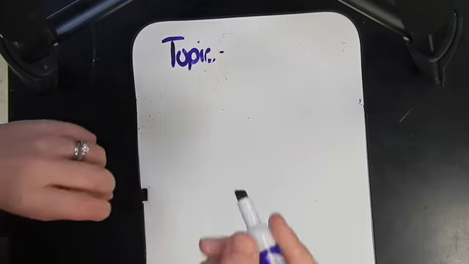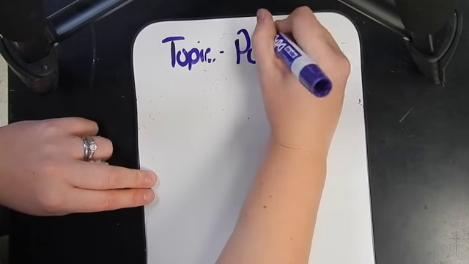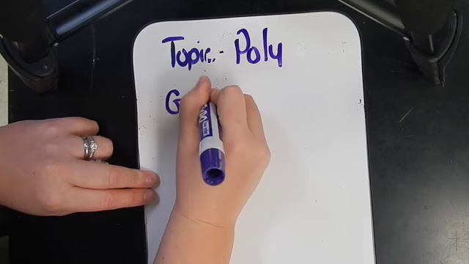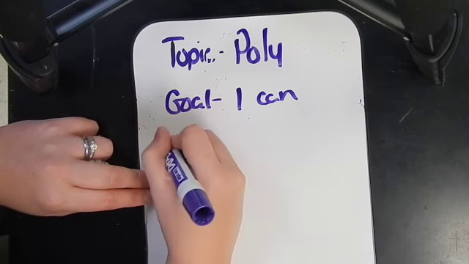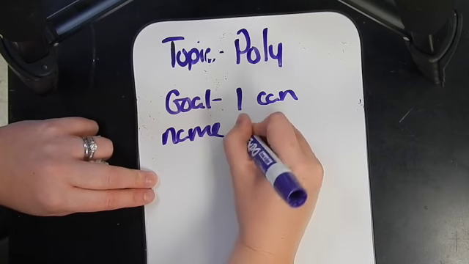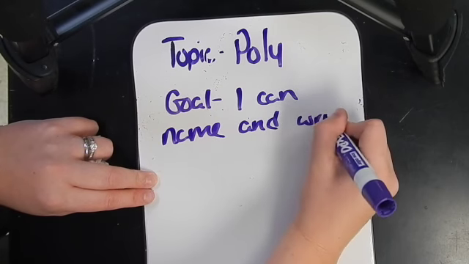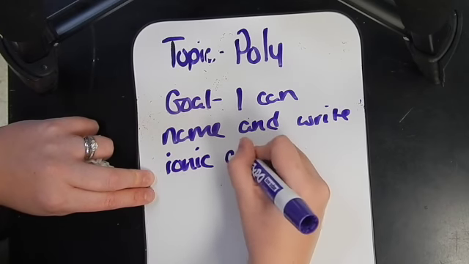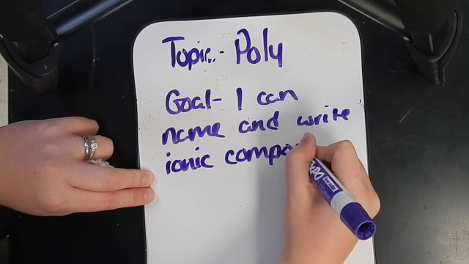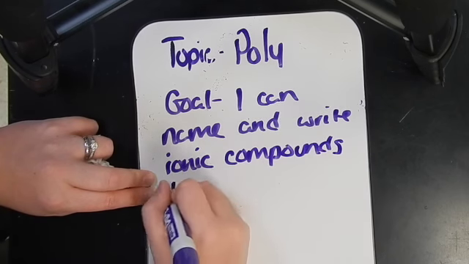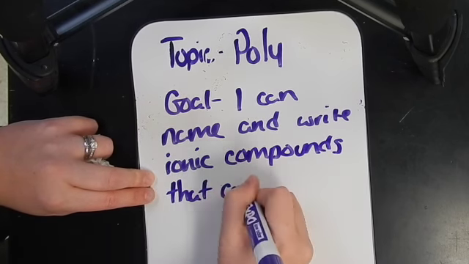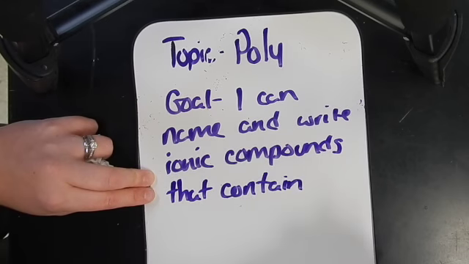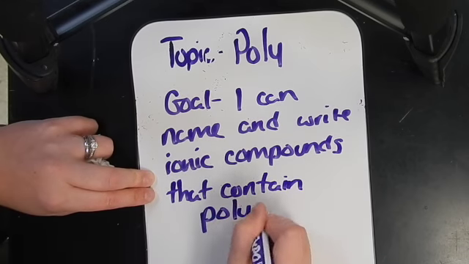All right, so now we're going to talk about ionic compounds that include polyatomic ions. Your topic is polys. Your goal: I can name and write ionic compounds that contain polys.